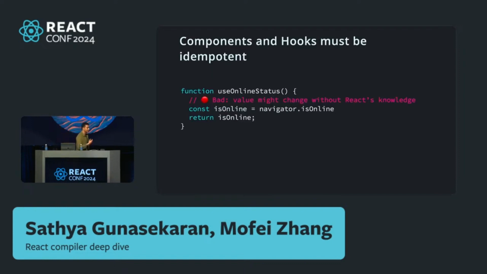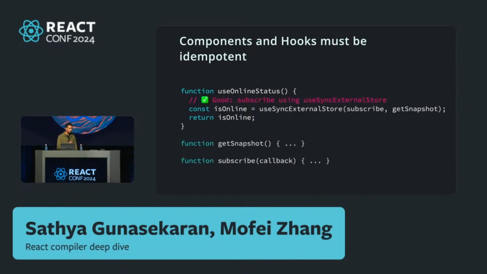We're all familiar with this rule. Components and hooks must be pure. Strict mode already helps you catch violations of this type of bugs. In this example, the hook isn't idempotent. The return value could change between calls without React knowing about it. Instead, you should use the useSyncExternalStore hook to let React know when the value changes, so React can re-render your component.